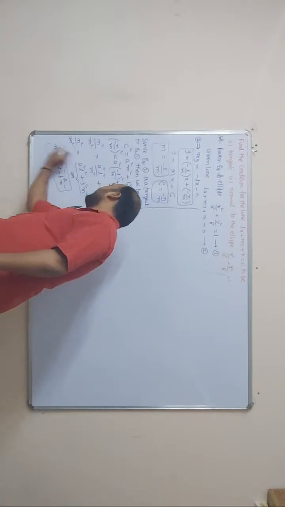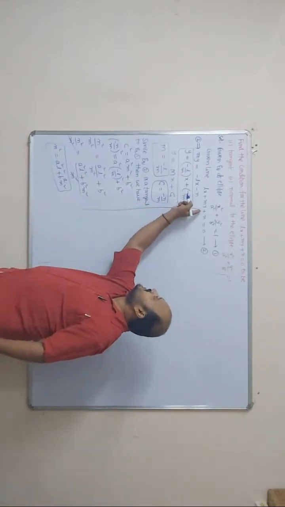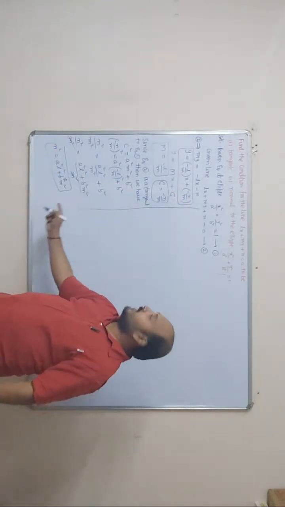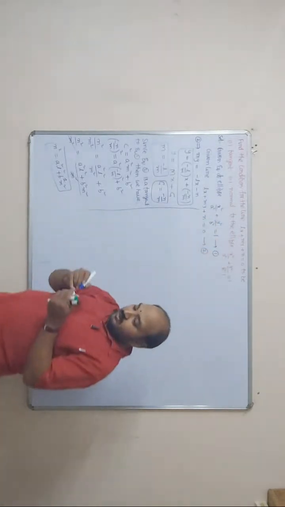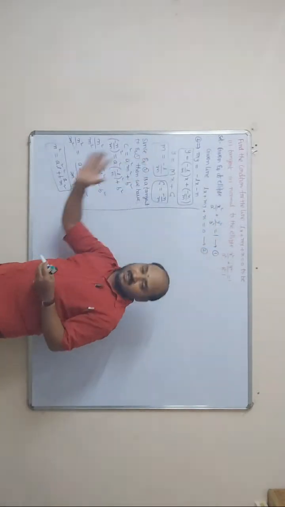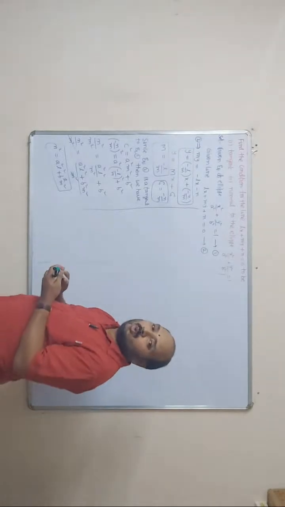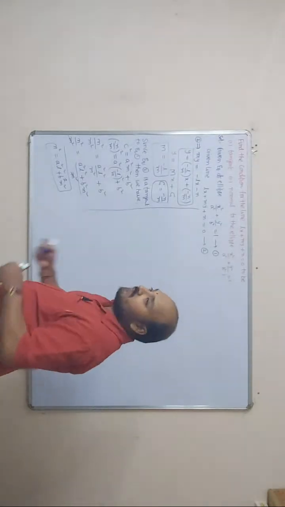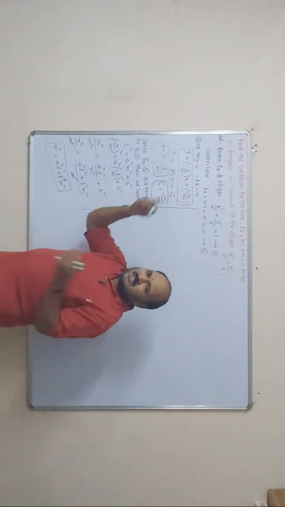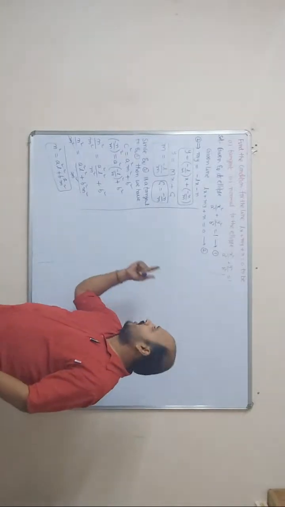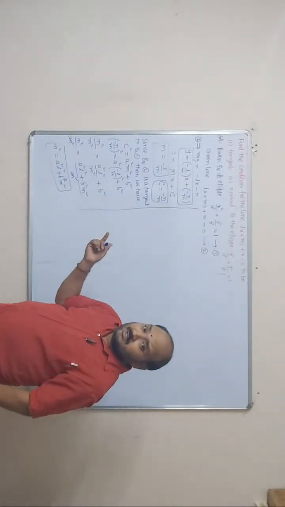This is the condition. The line Lx plus My plus n is equal to 0 is to be tangent to the ellipse. Suppose if we do not apply y is equal to mx plus c, what we have to do? That also possibility I will give. What is the general equation of tangent with slope with parametric equation?